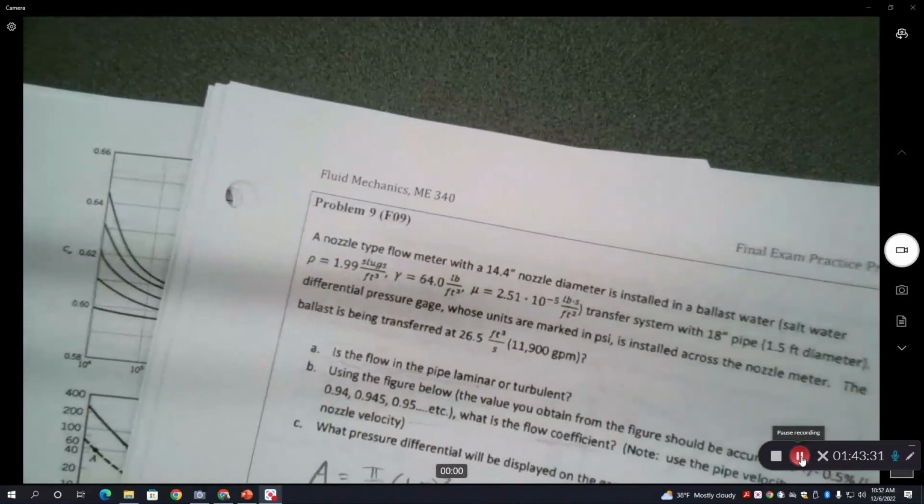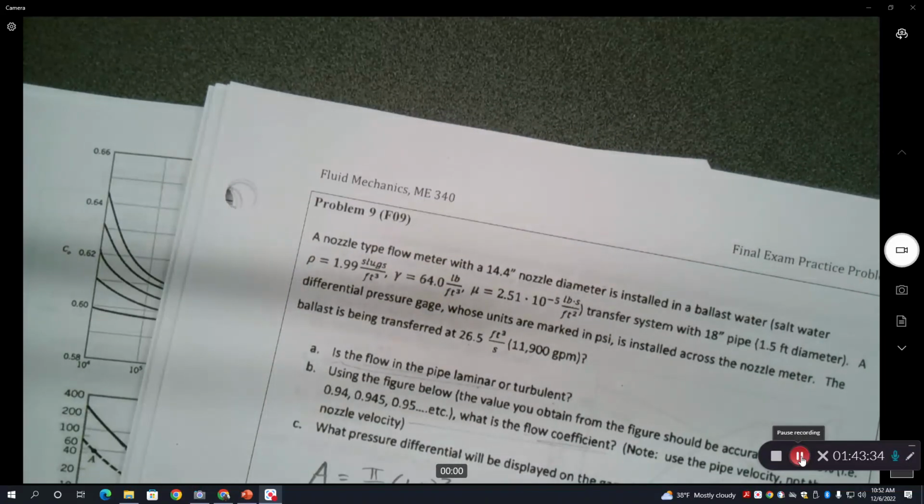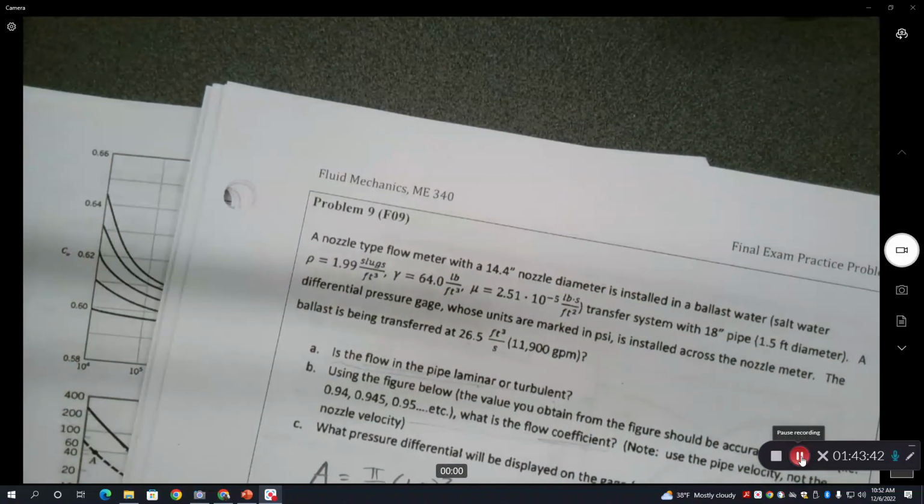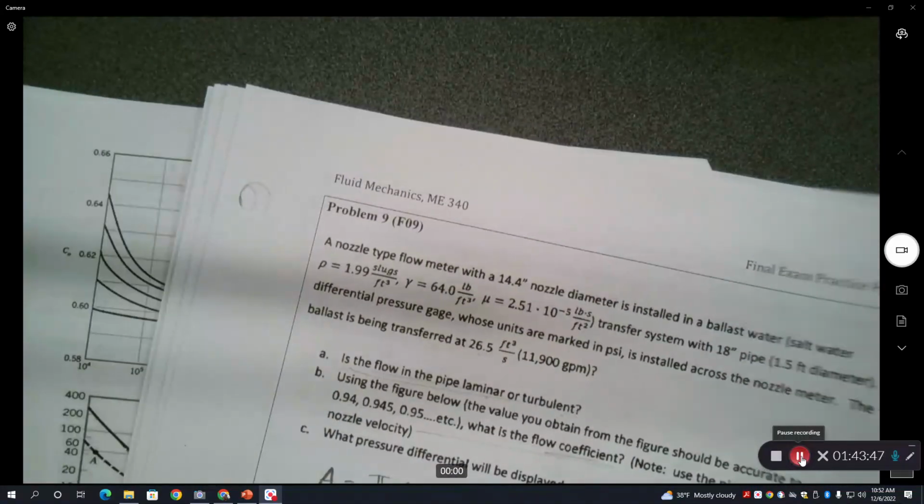Other problems to do. I don't even know what time it is. I can't find my phone. There it is. Like 11 minutes. 11 minutes? Ooh, what are we doing? 11 minutes. 8. Oh, 8. Yeah, sorry. That's all right. We didn't do a pump matching problem.